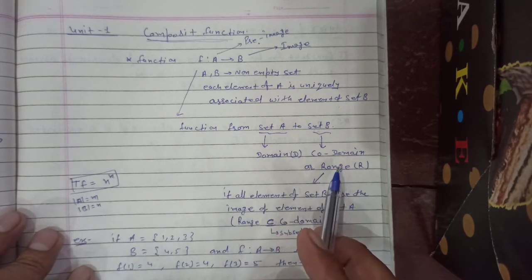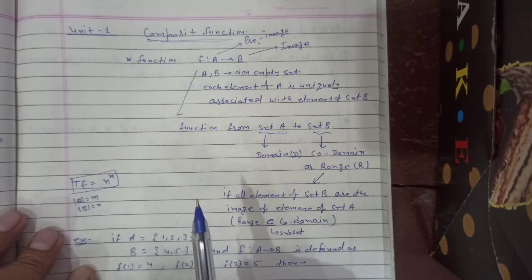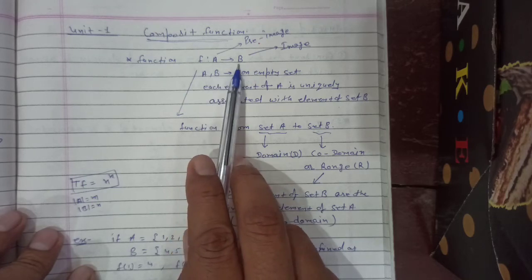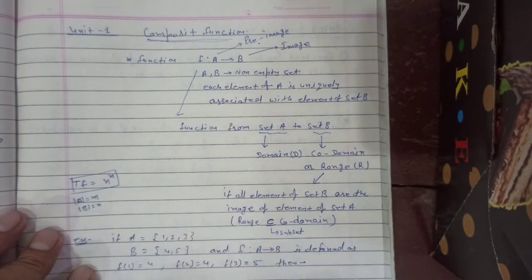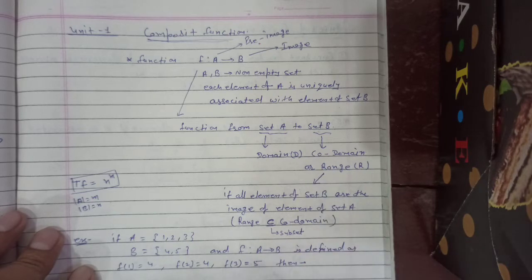Next is the codomain. It is related to the images of the set A in terms of the set B. It means it is considered as all the elements of the set B. Then the range and the codomain are sometimes likely related, but the range depends only upon the output with respect to the given inputs.